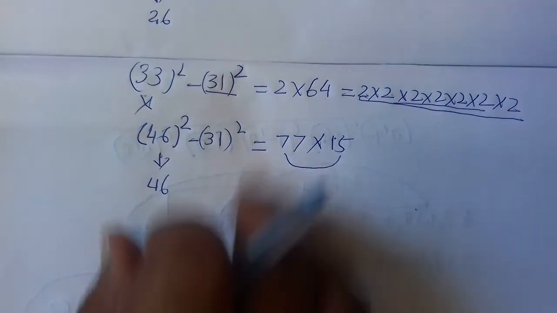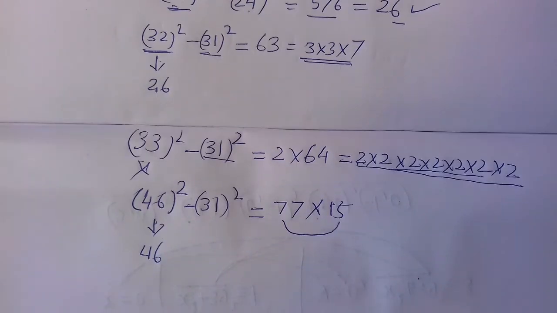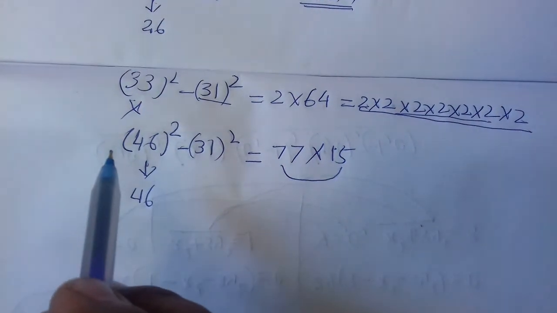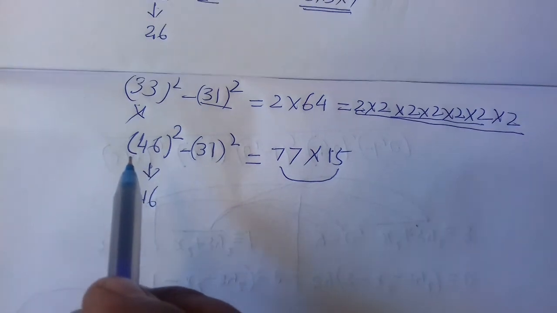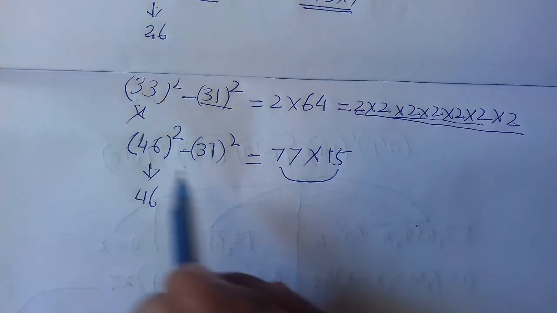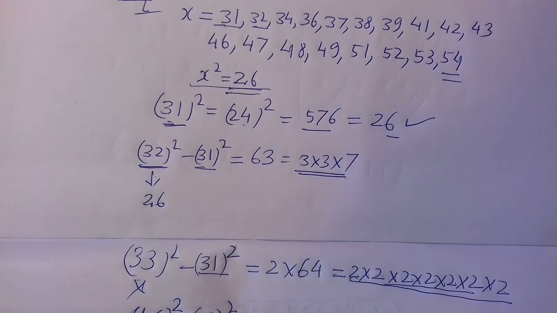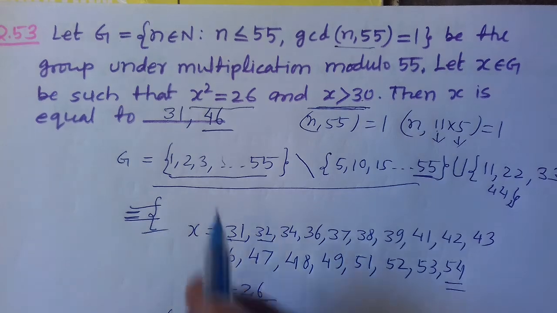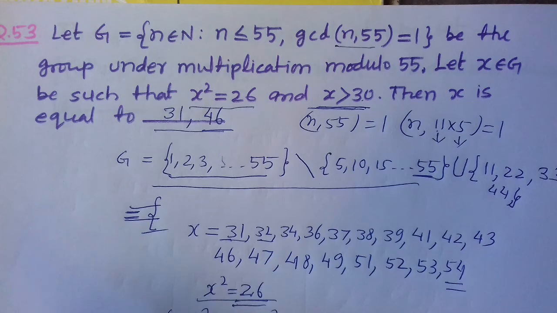If you go in this way up to the number 54, then you will have 31 and 46 as your answer. There is no other number which satisfies this relation x square equals to 26. So there are two answers. If you put any among these two, then you will get the full mark.